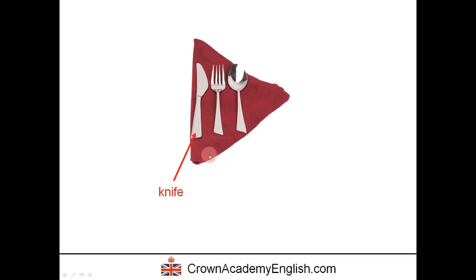This is a knife. This is a fork. And this is a spoon. And this red thing is called a napkin. A napkin. So we use a napkin to wipe our hands and to wipe our face after we have finished eating.